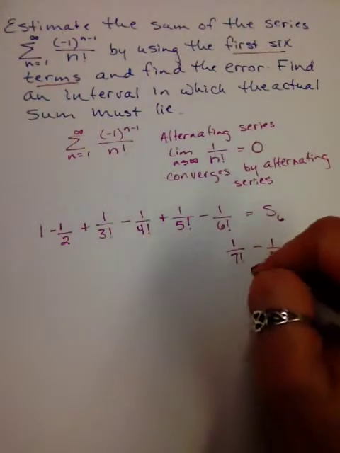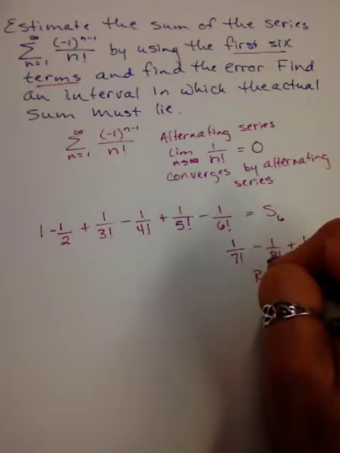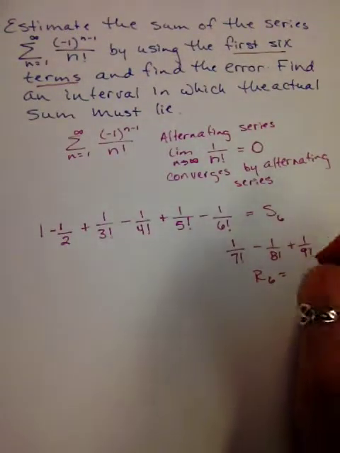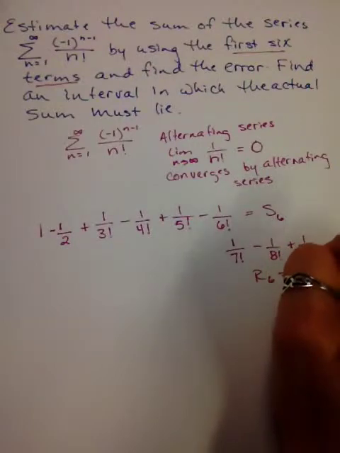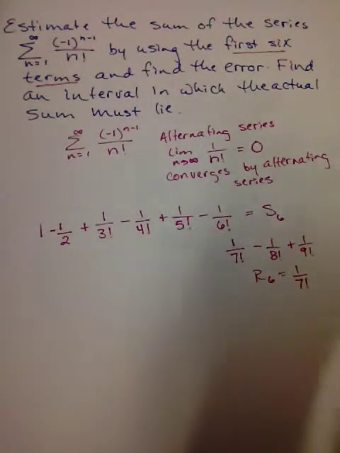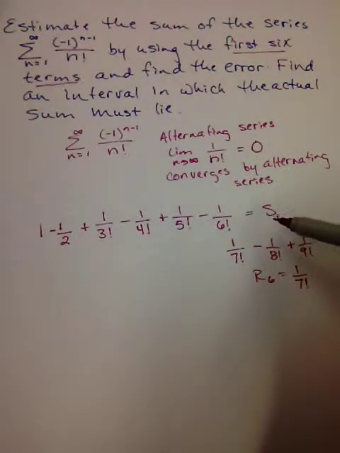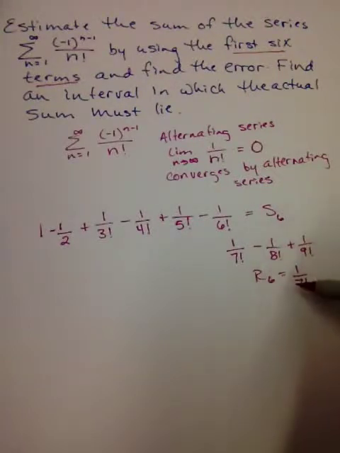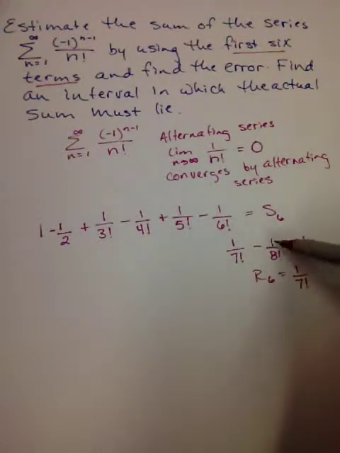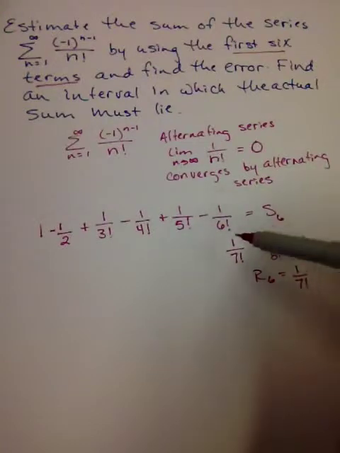So I would say my remainder sub 6, my remainder after using an estimate of 6, would be 1 over 7 factorial. What that means is that I know that my actual sum would be within this fraction of this number right here. Now, one thing to note is that it doesn't matter if my next term is positive or negative. If I added this one in like I did, I would subtract out, then add back in. If I was subtracting, my next term would add it back in.